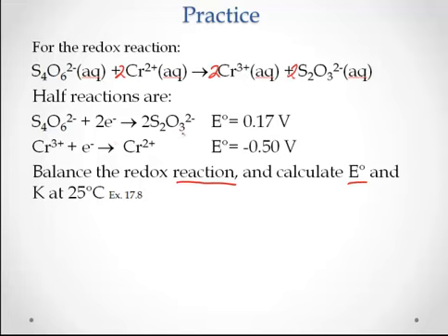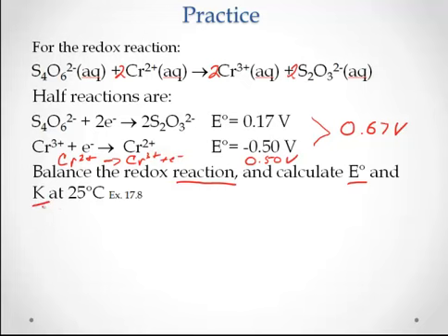And it has to be this one because look at that negative sign. So we would have to make this one Cr2+ yields Cr3+ plus an electron, right? And that would give us a voltage of 0.50 volts, right? And so the E at that point, if we add those two together, is 0.67 volts. Okay, so we've calculated the voltage, and now we've got to find K.